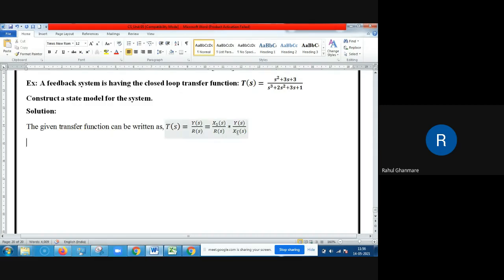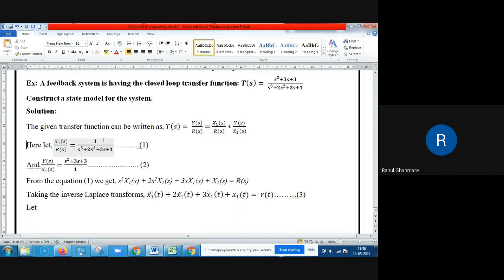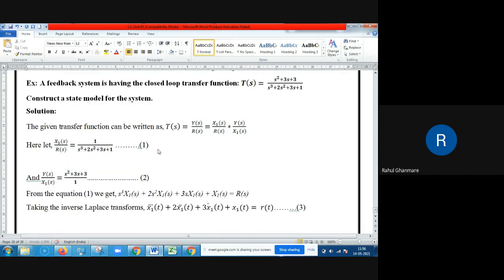Now we have this transfer function, and we need to split it in this form. When we split, we get this kind of equation. This is X1 of S upon R of S equals 1 upon S cube plus 2S square plus 3S plus 1. This is one equation, one ratio.